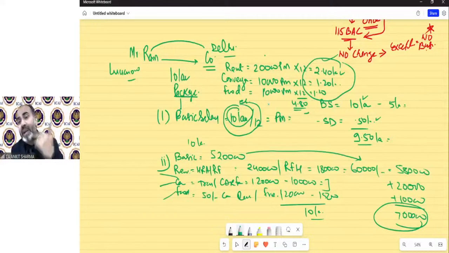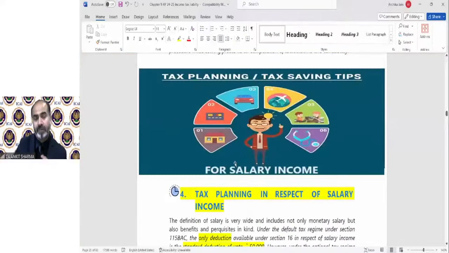In the second case also, the cash outflow will remain the same: 2,40,000 HRA, 120 will be his conveyance, and almost 120 for his food. But because now we bifurcate that expenditure into allowances, even though his salary package is 10 lakh and his outflow is the same, the tax liability is now not on 10 lakh, but only on 7 lakh. So what I am trying to make you understand is that for this concept, we need to know the provisions regarding salary income.